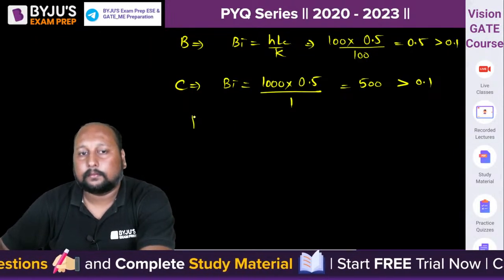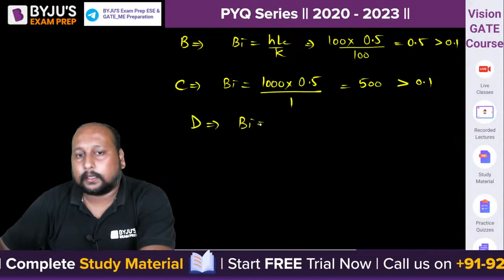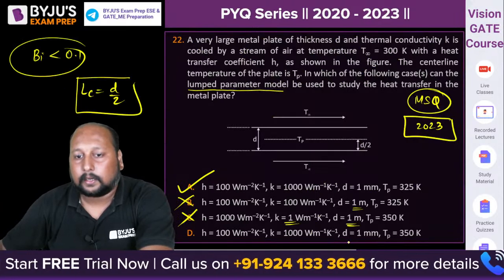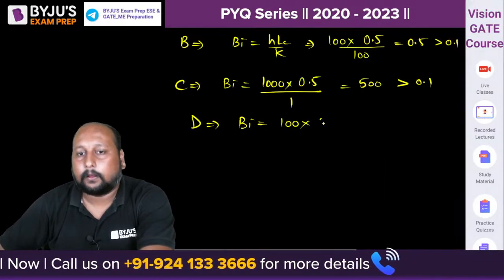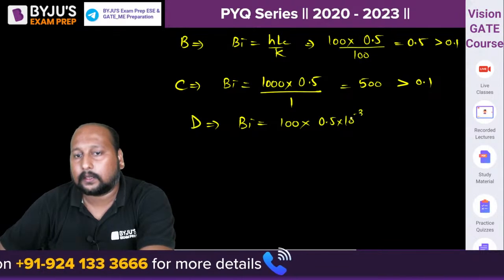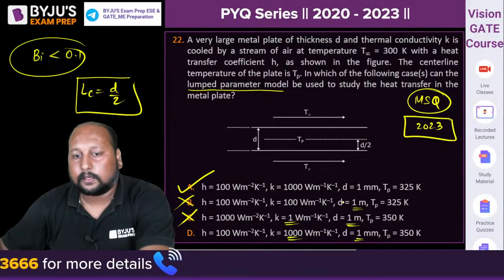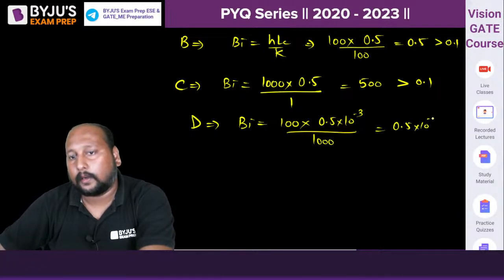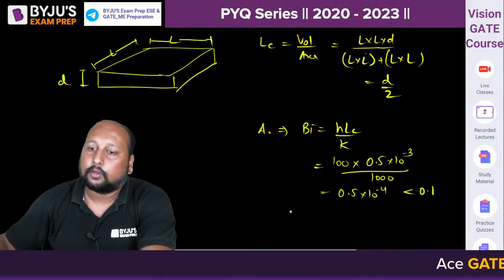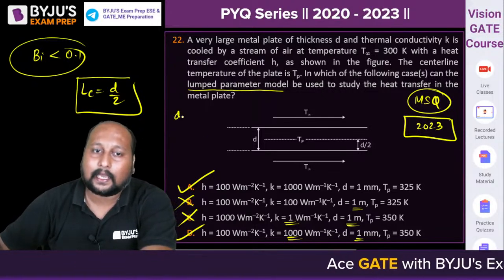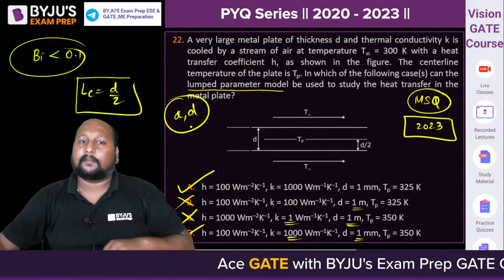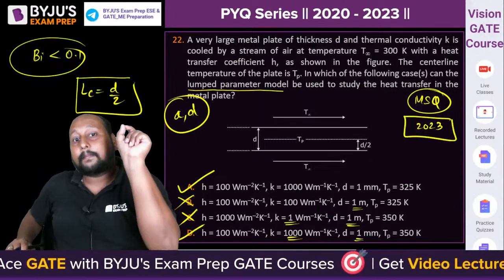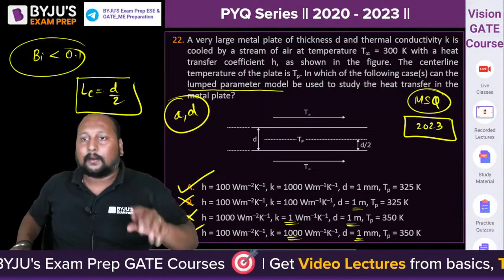Option D. Biot number is equal to h Lc by k. H is 100, diameter is 1 mm. 0.5 into 10 to the power minus 3 divided by k value 1000. This is 0.5 into 10 to the power minus 4, which is less than 0.1. So this is a lumped body. So the answer is A and D, the final correct answer. For options A and D, we have the lumped parameter model. We can use lumped analysis.